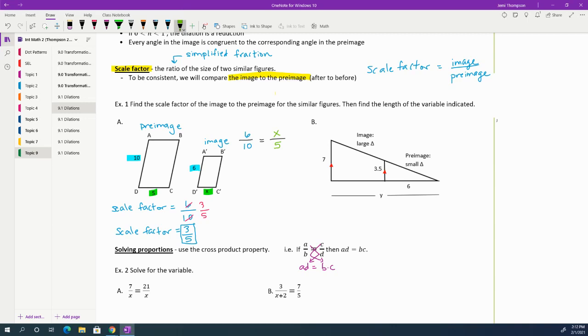So you may want to pause this for a few seconds just to make sure you completely understand this setup. 6 divided by 10 is equal to x divided by 5. If one of those fractions is flipped, is a reciprocal, it will not give you the right answer. So I have corresponding sides over each other. Right? 6 is to 10 as x is to 5.